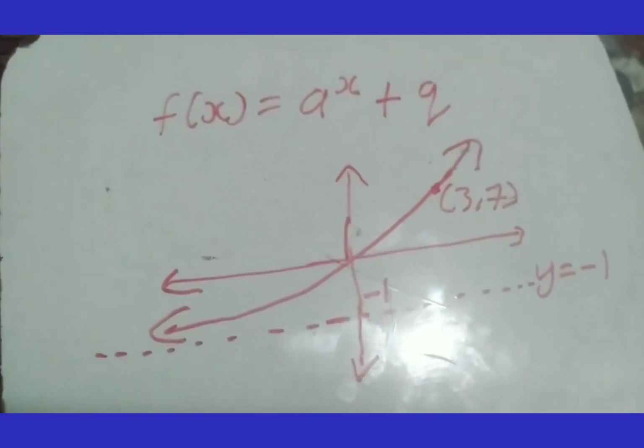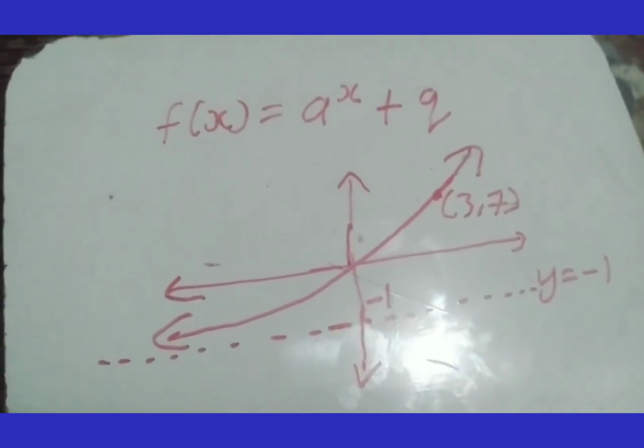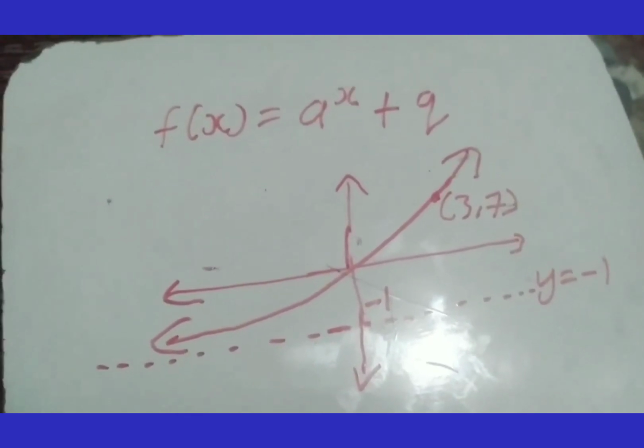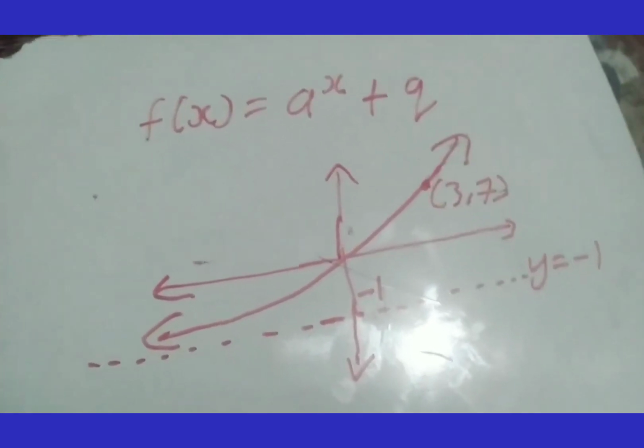So here we're given an exponential graph, and we're asked to find the value of A and Q. Basically, we're asked to find the equation of the exponential graph. So what do?